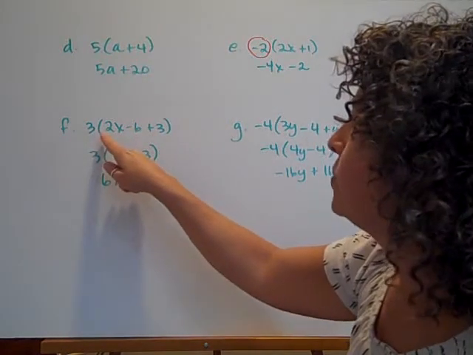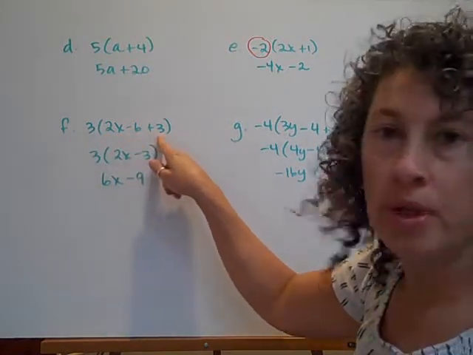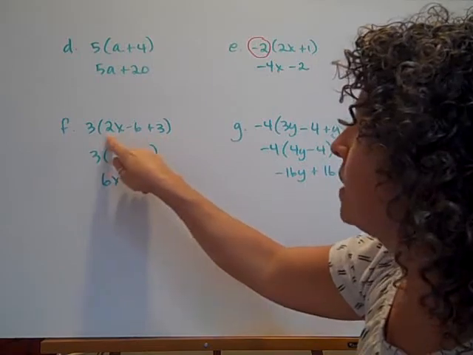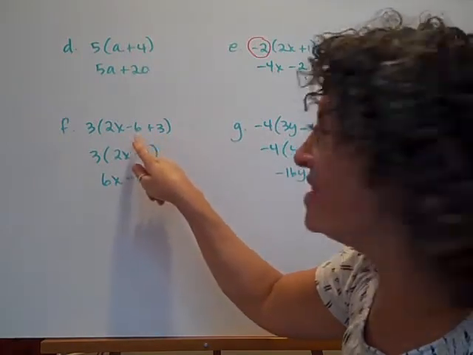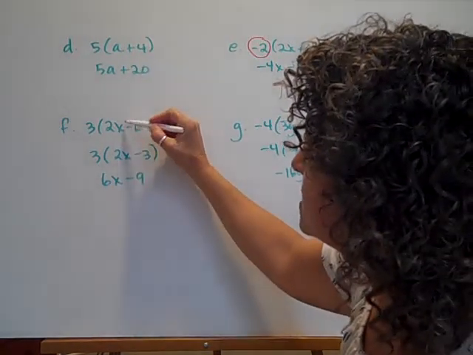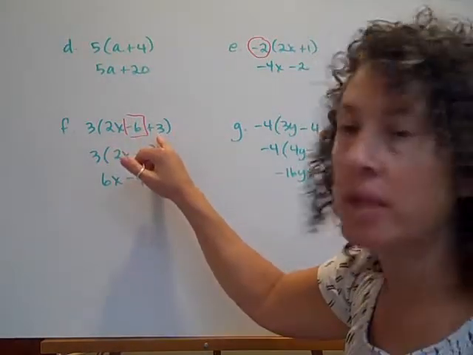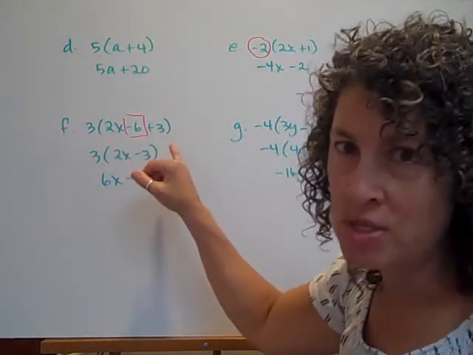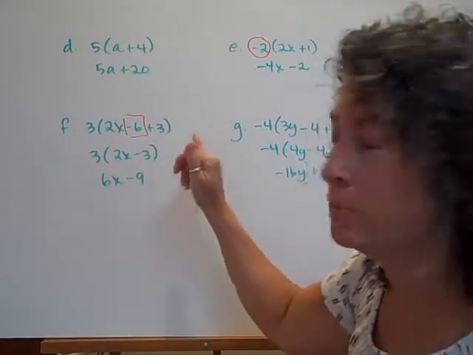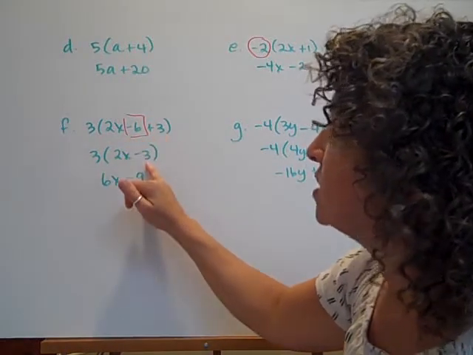I've got 3, and then in parentheses, 2x minus 6 plus 3. So again, I'm going to look inside my parentheses, and I notice here that I have negative 6. Again, this negative sign goes with the 6. So it's negative 6 plus 3. So it's not 6 plus 3. It's negative 6 plus 3. So negative 6 plus 3 gives me negative 3.